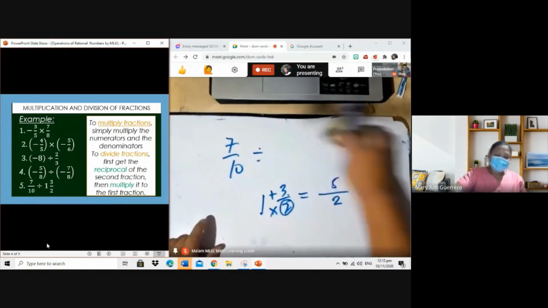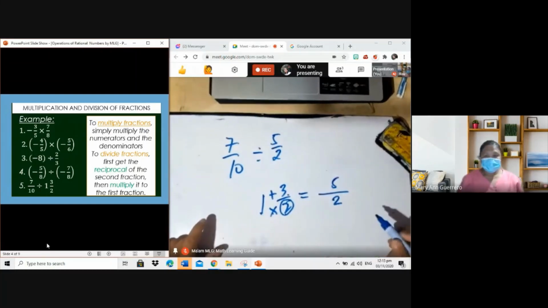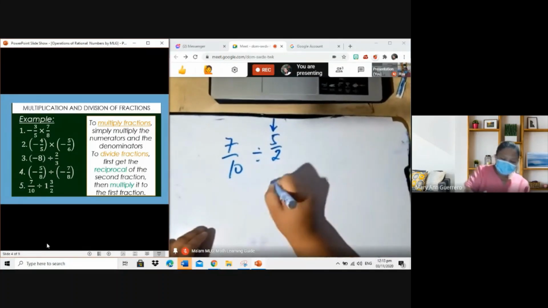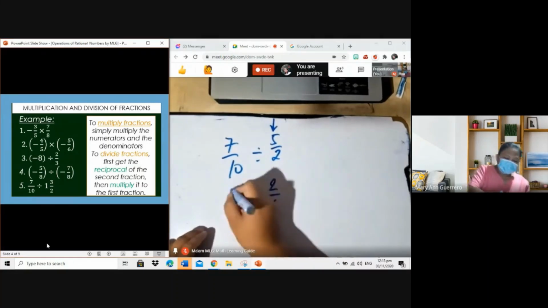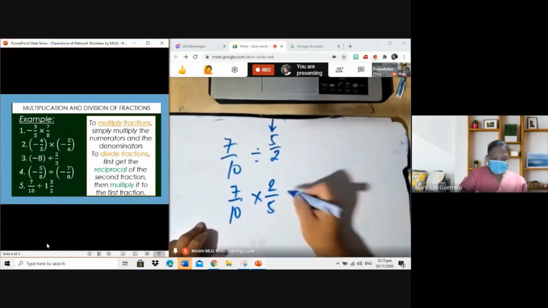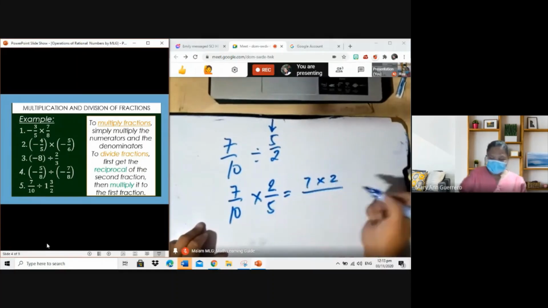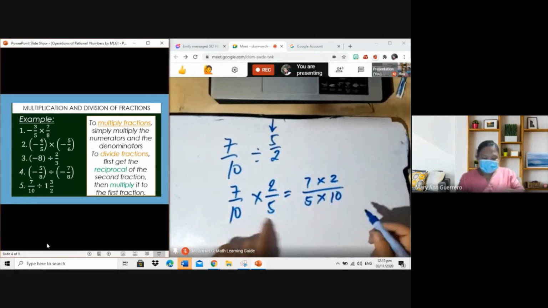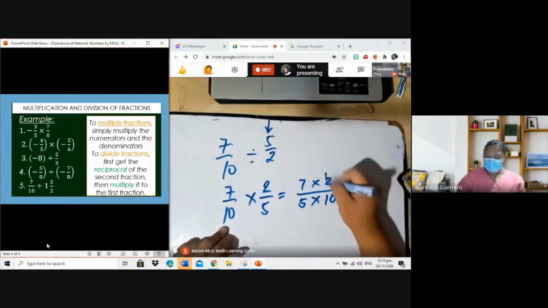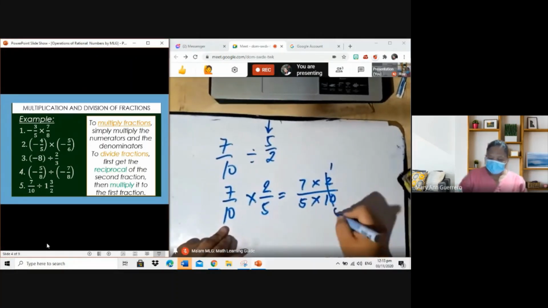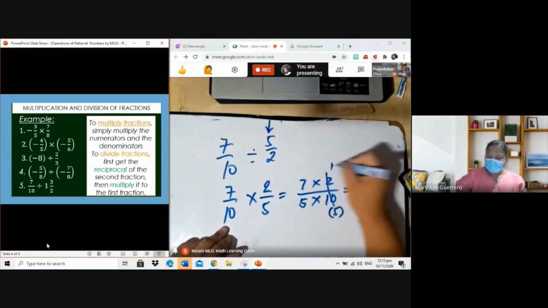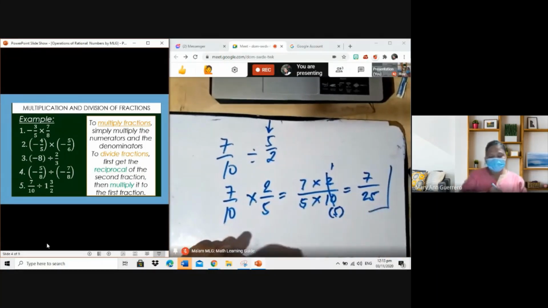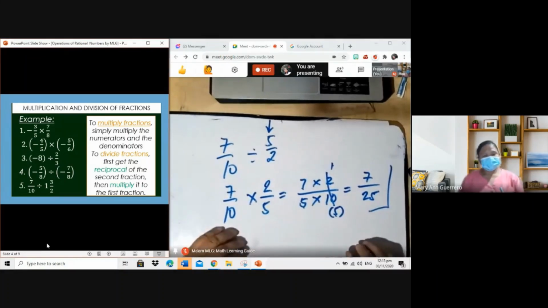So that first. Make the mixed number a fraction first. Then we will get the reciprocal of 5/2. That is 2 over 5. Multiply it to 7 over 10. Then we have 7 times 2. Since 2 is even, match 10 with it. That is fine, it is commutative. So 2 over 10 is 1/5. So that is 7 times 1, 5 times 5. Is this final? Yes. Okay, so that is how to multiply and divide fractions.